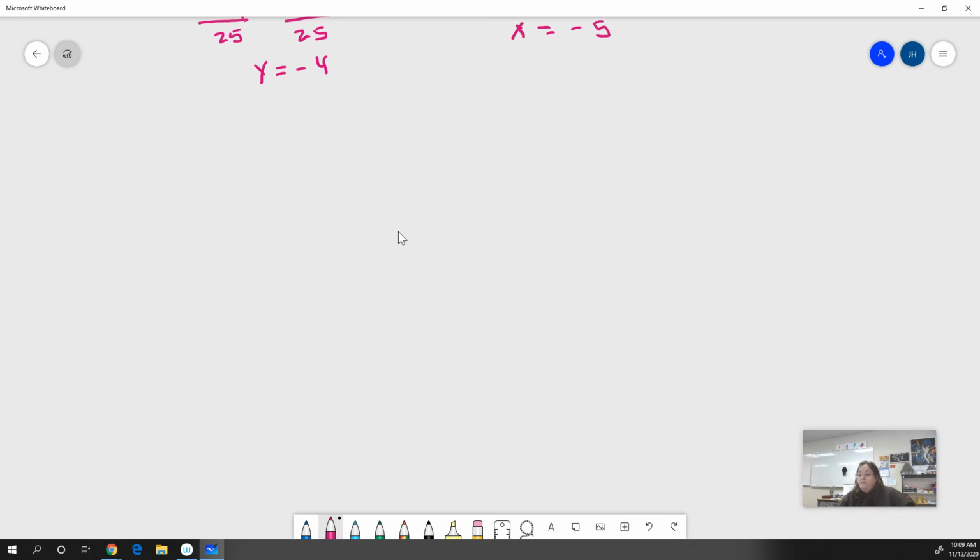So I'm going to read the question. It says, at the fast food restaurant, 4 cheeseburgers and 5 small fries have a total of 2,310 calories. 3 cheeseburgers and 2 small fries have a total of 1,330 calories. How many calories does each item contain?